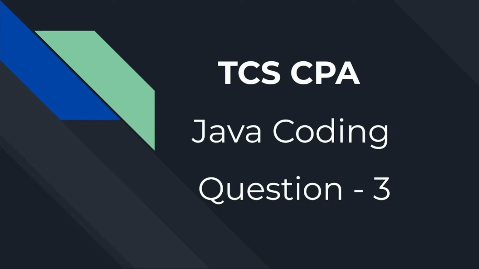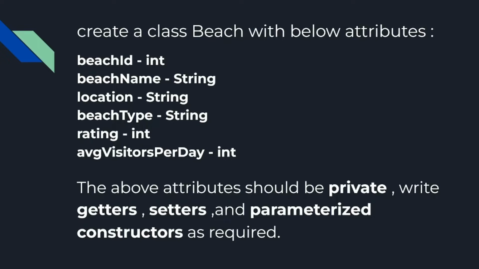So let's get started. This is the question which we are going to solve today. The question goes like this: create a class Beach. They are asking us to create a class named Beach with the below attributes. The attributes are beach ID, beach name, location, beach type, rating, and average visitors per day. They are asking us to create getters and setters for those attributes, and they are also mentioning that the attributes should be private.